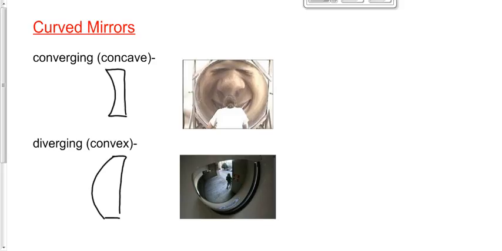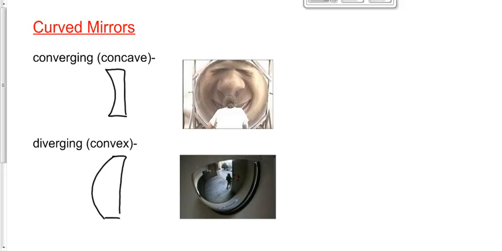Converging means rays converge, whether we're talking about lenses or mirrors. But rays converge in a lens when it's thicker in the middle. They converge in a mirror when it's thinner in the middle.